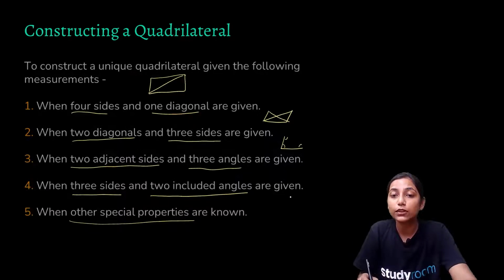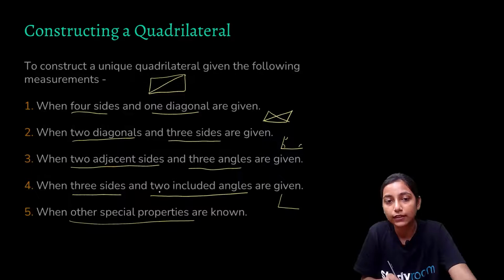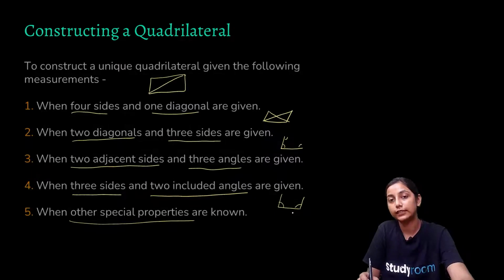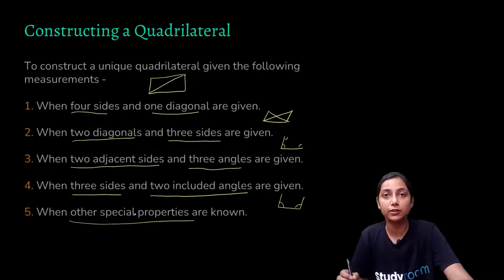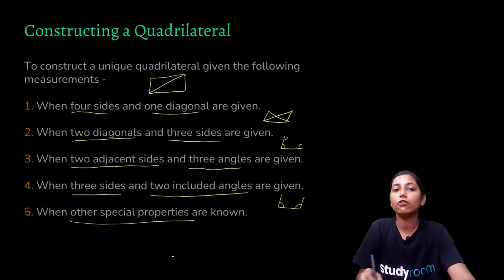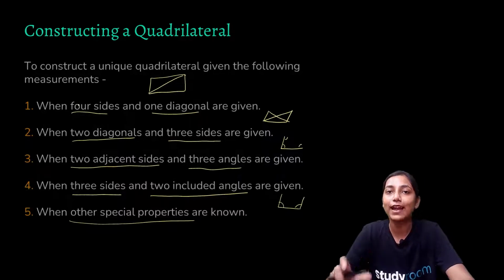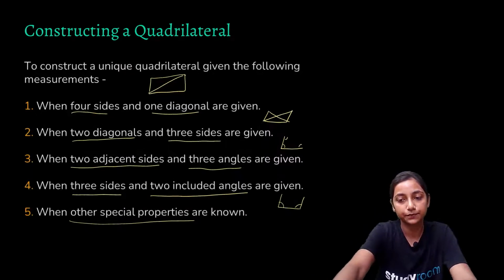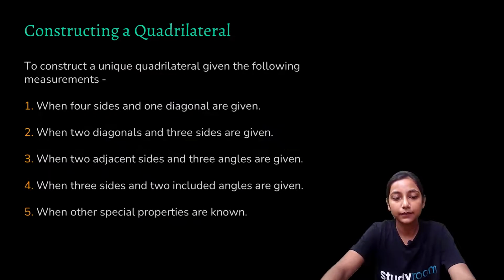When three sides and two included angles are given, only the included angles of the three sides, and when some other special properties are known. So now we are going to consider all these 5 types of combinations and construct a quadrilateral with these given combinations. So let's begin.